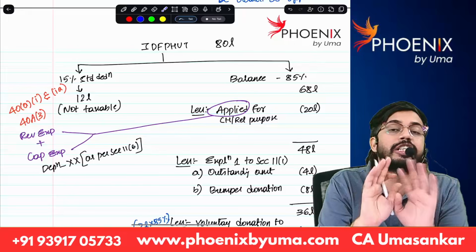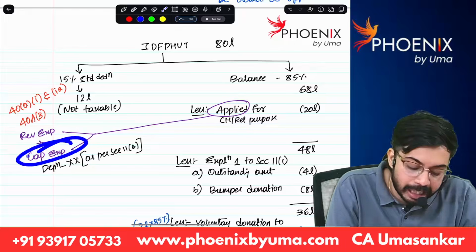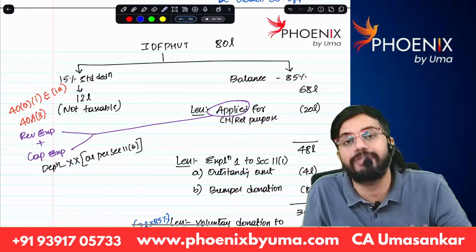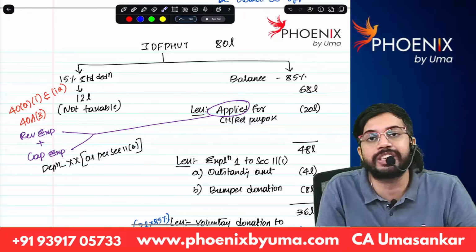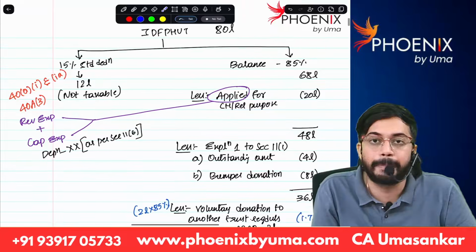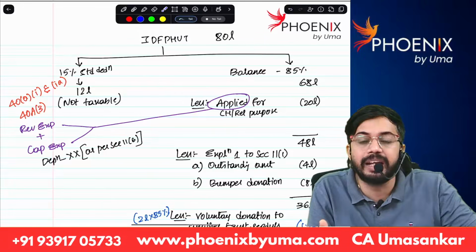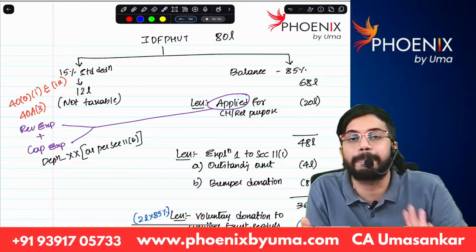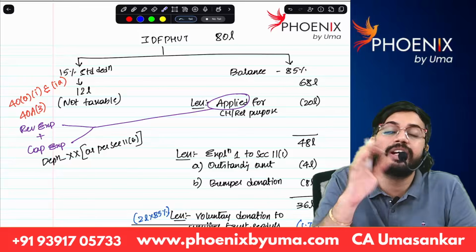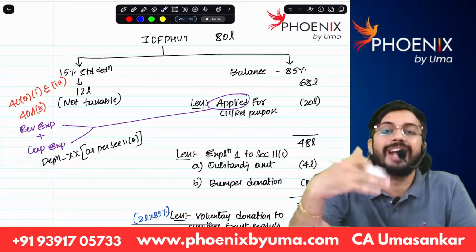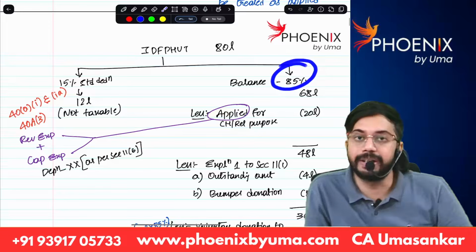Not only revenue expenditure, even capital expenditure spent for objects of the trust is also allowed as deduction, that is also treated as applied. For a temple, donations received, you constructed one building, building expenditure is treated as applied. Even though it is capital expenditure, it is allowed as deduction from 85%.